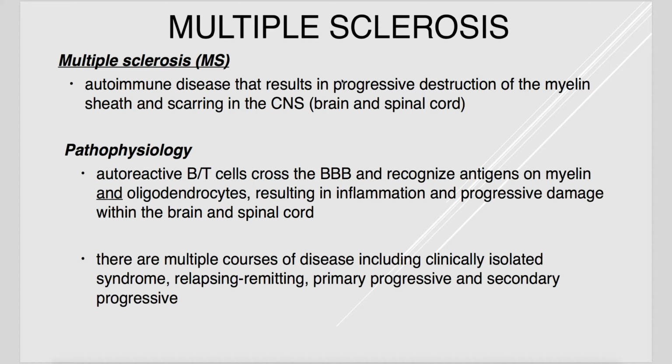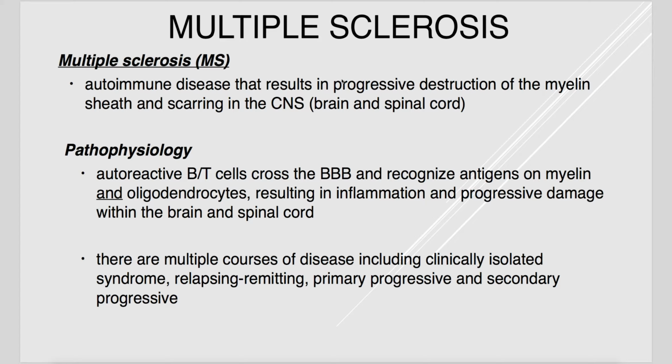So multiple sclerosis, this is an autoimmune disease. It's a chronic inflammatory disease. And basically what happens is you have gradual loss of the myelin sheath as well as the oligodendrocytes, which produce myelin in the central nervous system. So you can have manifestations in the peripheral nervous system, but this is really a disease of the central nervous system. So the brain and the spinal cord.